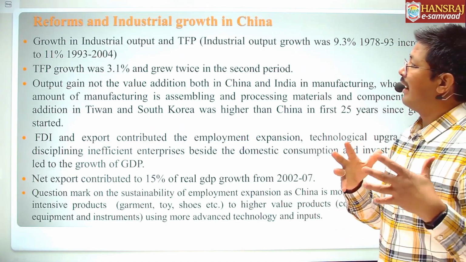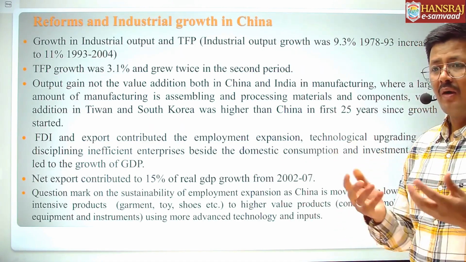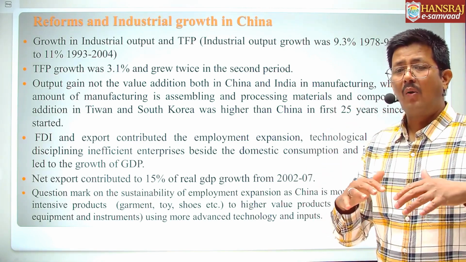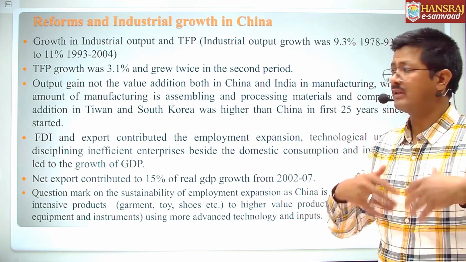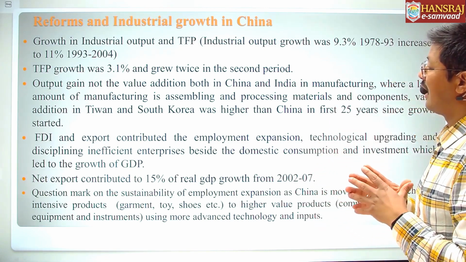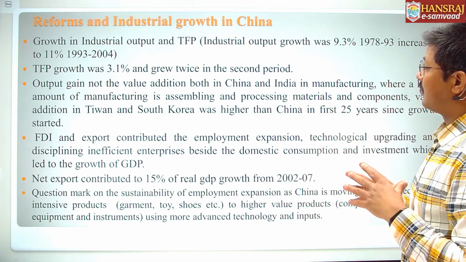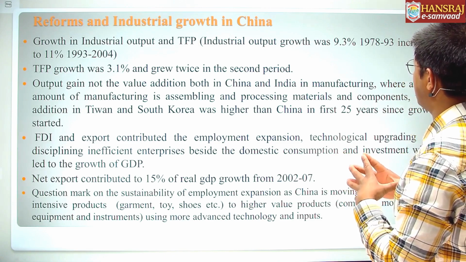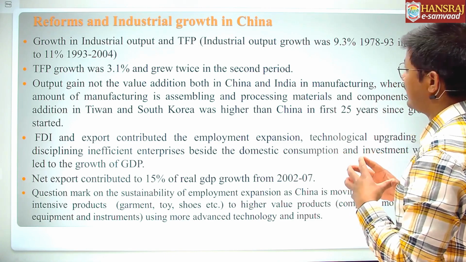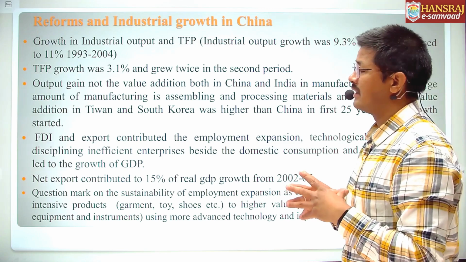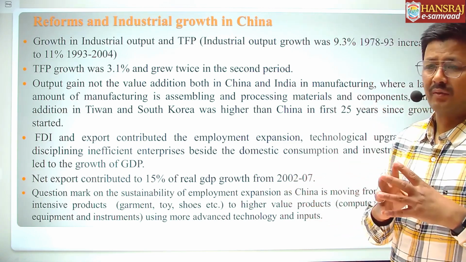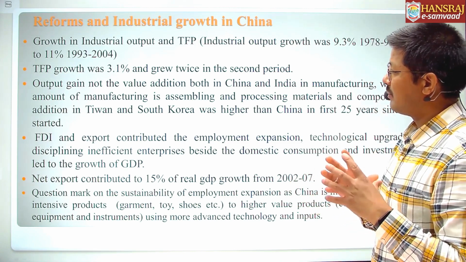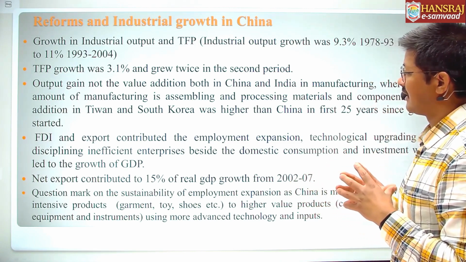Okay, so reform and industrial growth in China. Now, because of reform, how has industry grown? This is what we have: growth in industrial output and total factor productivity. Industrial output growth was 9.3% in 1978-93, and increased to 11% in 1993-2004. Total factor productivity growth was 3.1% and grew twice in the second period.